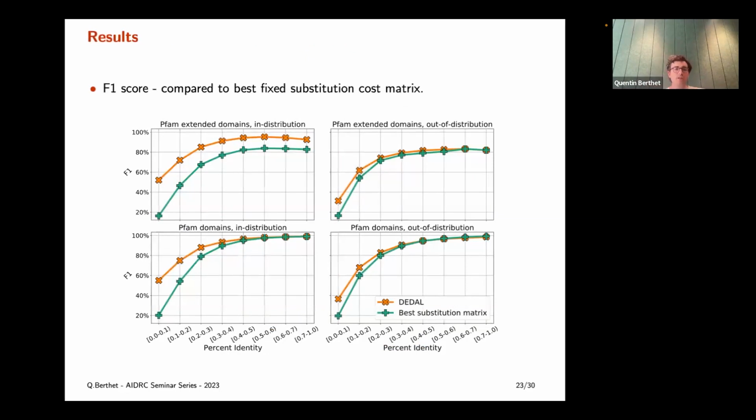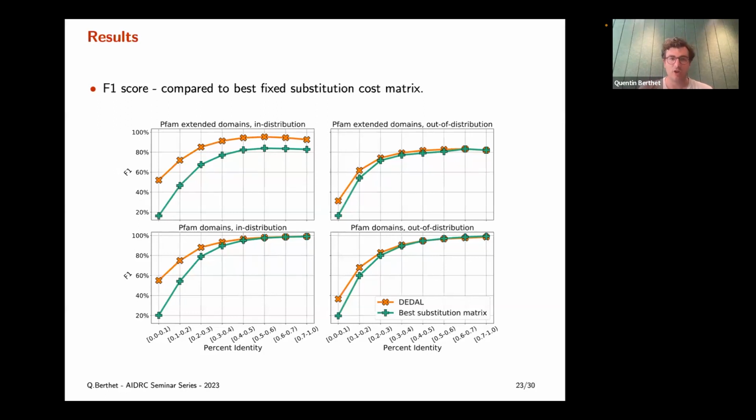Now, we use this to compare to the best possible substitution matrix. So that's even better than what's done classically. Classically, there's a fixed substitution matrix that's used. Here we tried, what if you optimize even the parameters of that? So we're doing much better than this. This shows that leveraging contextual information is very useful. So in orange, we have our curve compared to the green one.